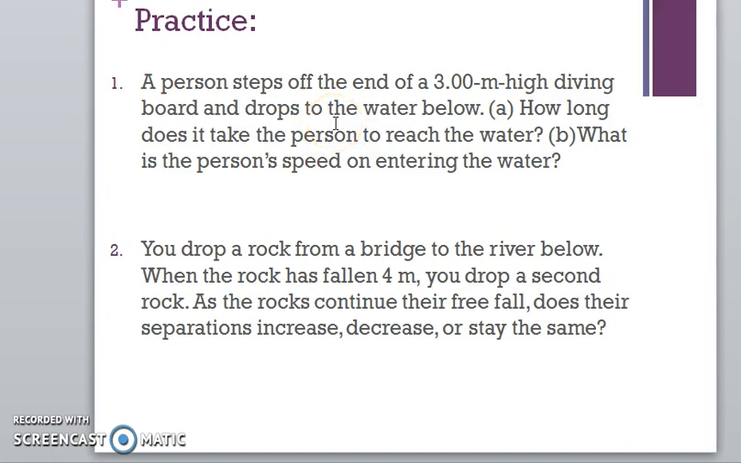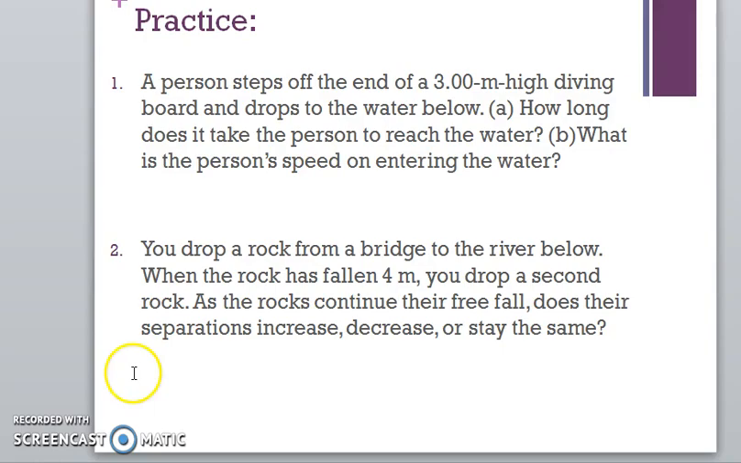But remember, when you're dealing with free fall, acceleration due to gravity is always there. So you're always dealing with 9.81 meters per second squared in the downward direction. And whenever you start to free fall, your initial velocity is 0. You're not moving, and then you begin to free fall. So the initial velocity is 0.